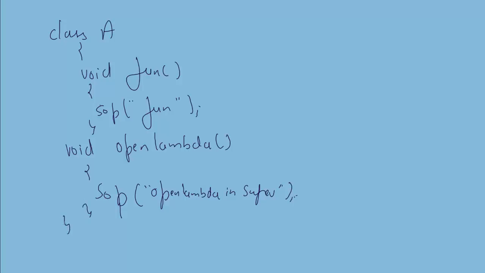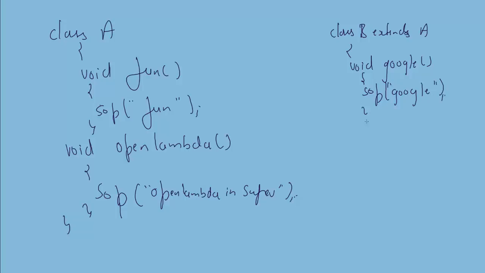Okay, I should have written the class properly. There is a class called B which extends A. There is a method called Google. There is a method called open lambda. This method is same as the method available in the super class.